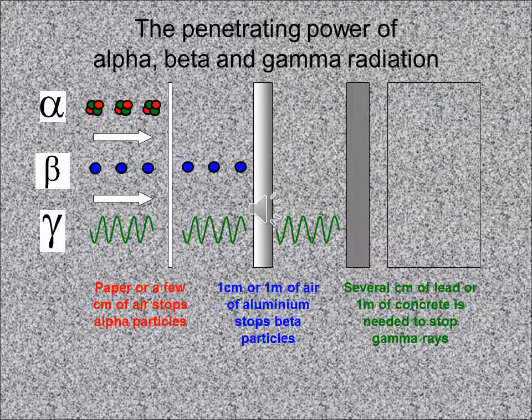Now the penetrating power of alpha, beta, and gamma radiation. Alpha particles are slow and can be stopped by a piece of paper, while beta particles can penetrate a piece of paper and are only stopped by a strip of aluminium foil. Gamma radiations, since they have very high speed, can penetrate a piece of paper and an aluminium strip and are only stopped by a thick block of lead.